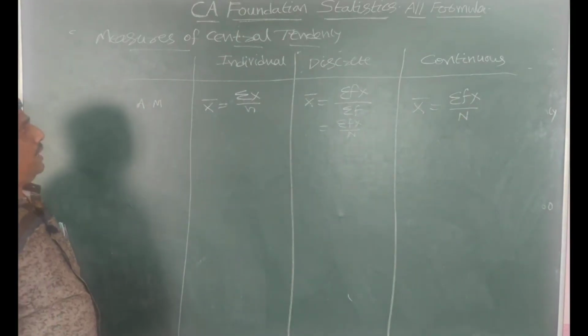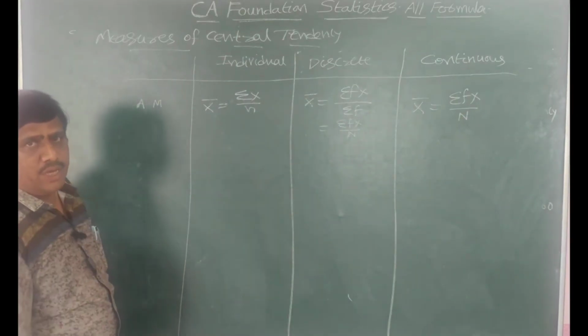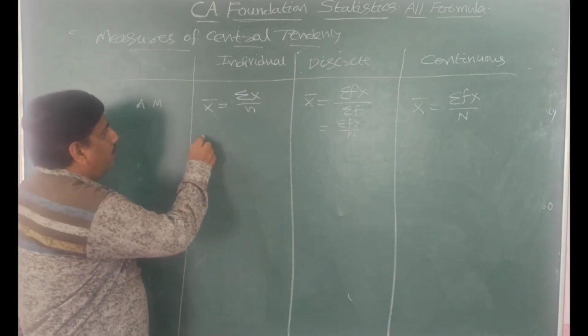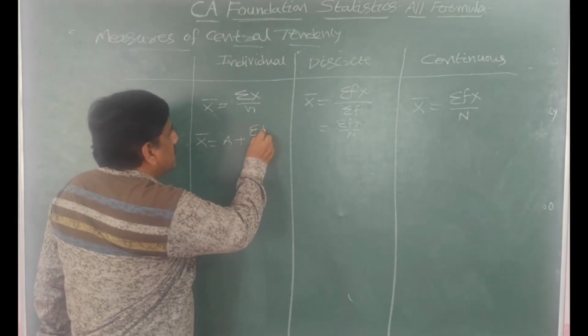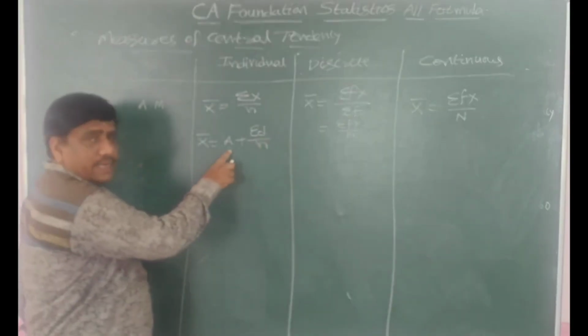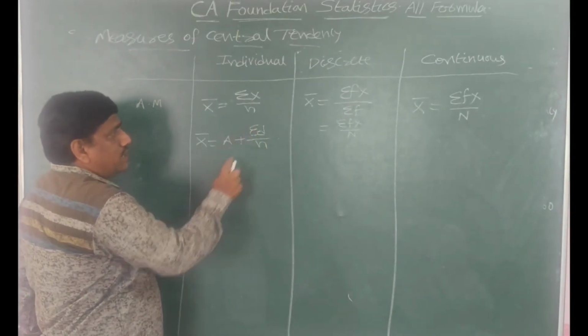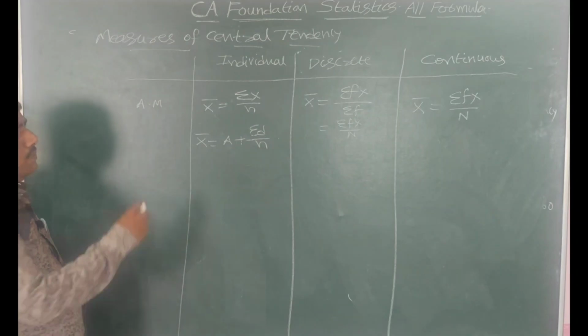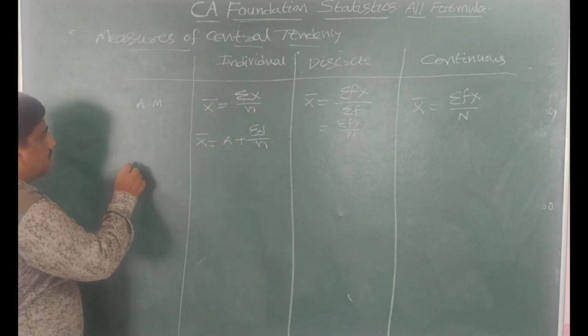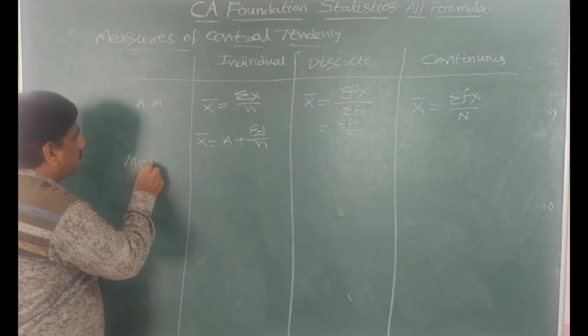Coming to arithmetic mean, there is another method, also known as the assumed mean method, and the formula for the assumed mean method is X bar equals A plus summation D by N, where A is the assumed mean, the sum of the deviations is summation D, and N is the number of values. This is about arithmetic mean. Okay. Next, coming to median.